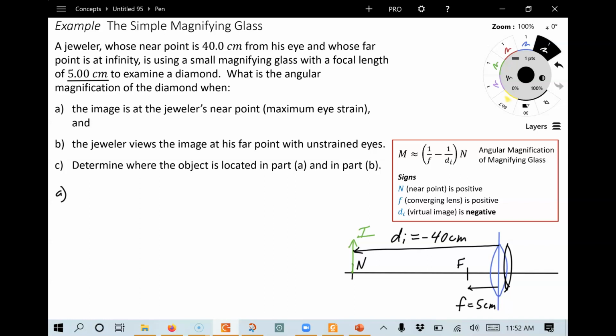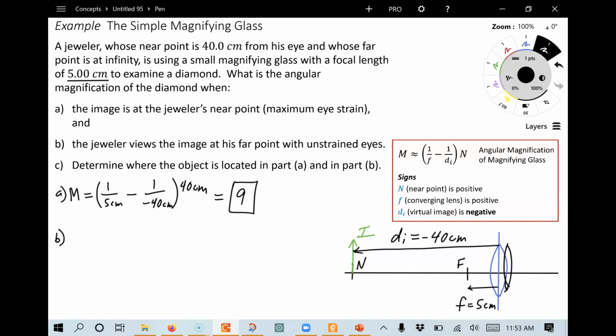We're going to use the equation there for the angular magnification. It's going to be equal to 1 divided by F, so 1 over 5 centimeters, minus 1 divided by DI, that's going to be a negative 40 centimeters, all multiplied by the near point, a positive 40 centimeters. Putting that into the calculator, we get a value of 9. So the angular magnification in part A is 9. Let's look at part B.